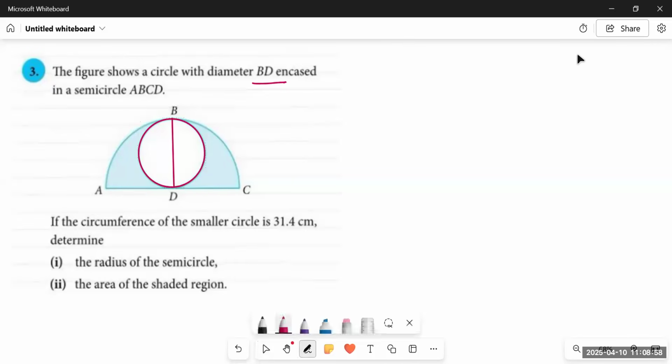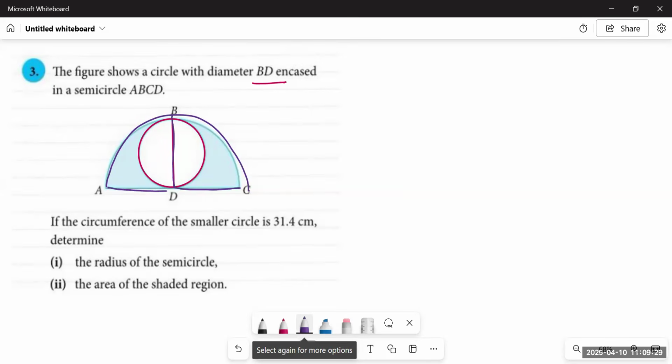Okay. Then they're saying the figure shows a circle with diameter BD, and they are not telling us the length of BD, but they're saying it's encased in a semicircle. And if you look at the semicircle, students, you will find that the diameter of the circle is the radius of the semicircle outside. This is the semicircle, right? And if you look, this semicircle has the same radii across each of its sides.